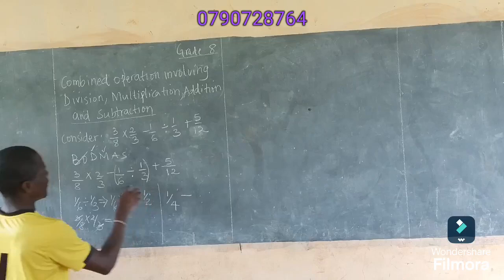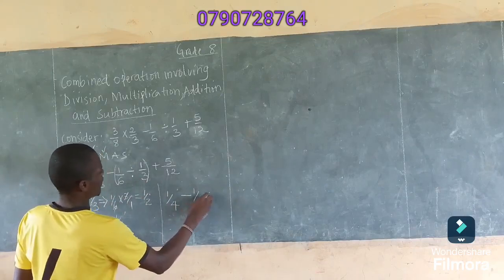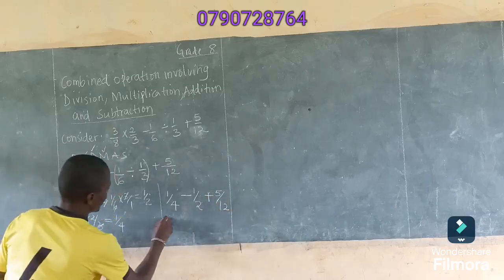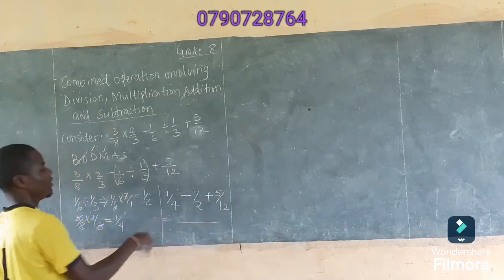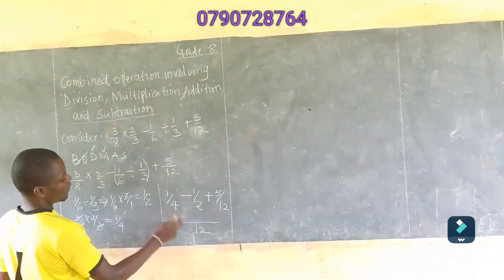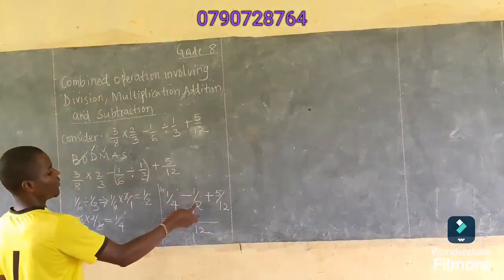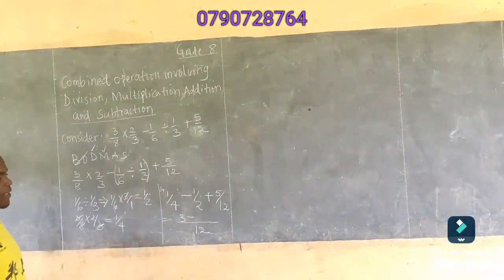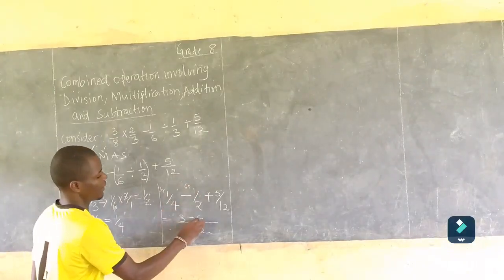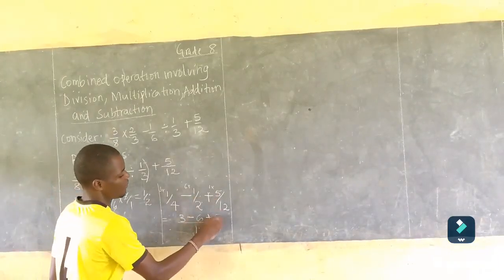Then of course minus, here we found it was half, then now plus 5 over 12. So LCM again. The LCM of 4, 2, and 12 is 12. 4 goes into 12 3 times, 3 times 1 is 3, minus. 2 goes into 12 6 times, 6 times 1 is 6. Then plus, 12 goes into 12 1 time, then 1 times 5, you get 5.